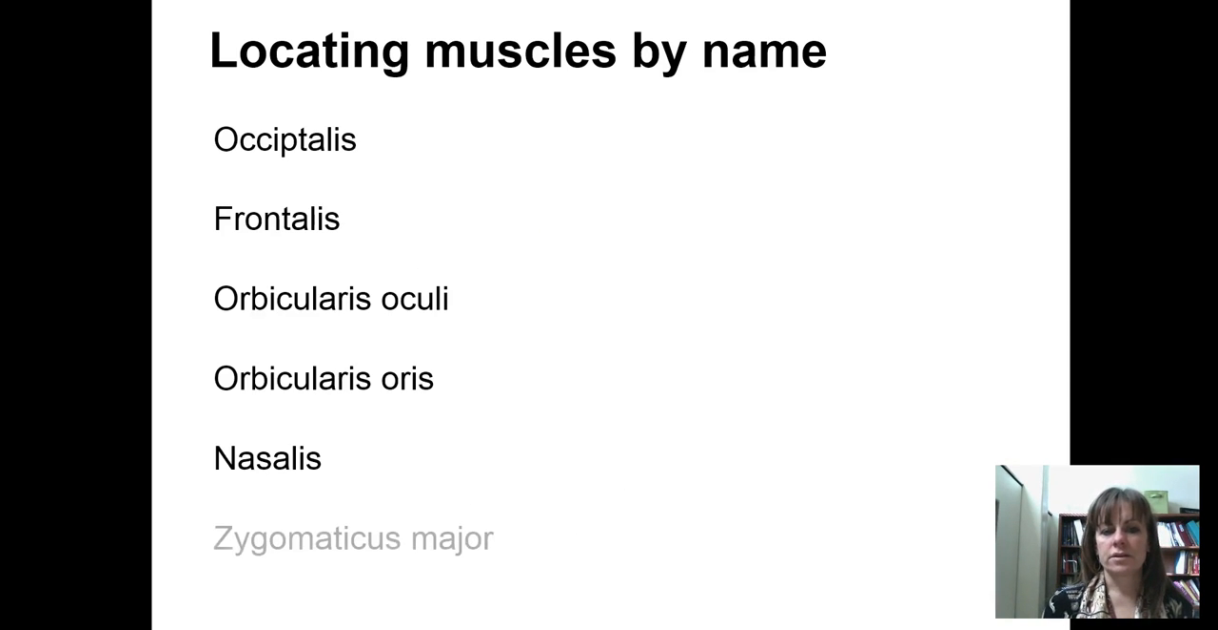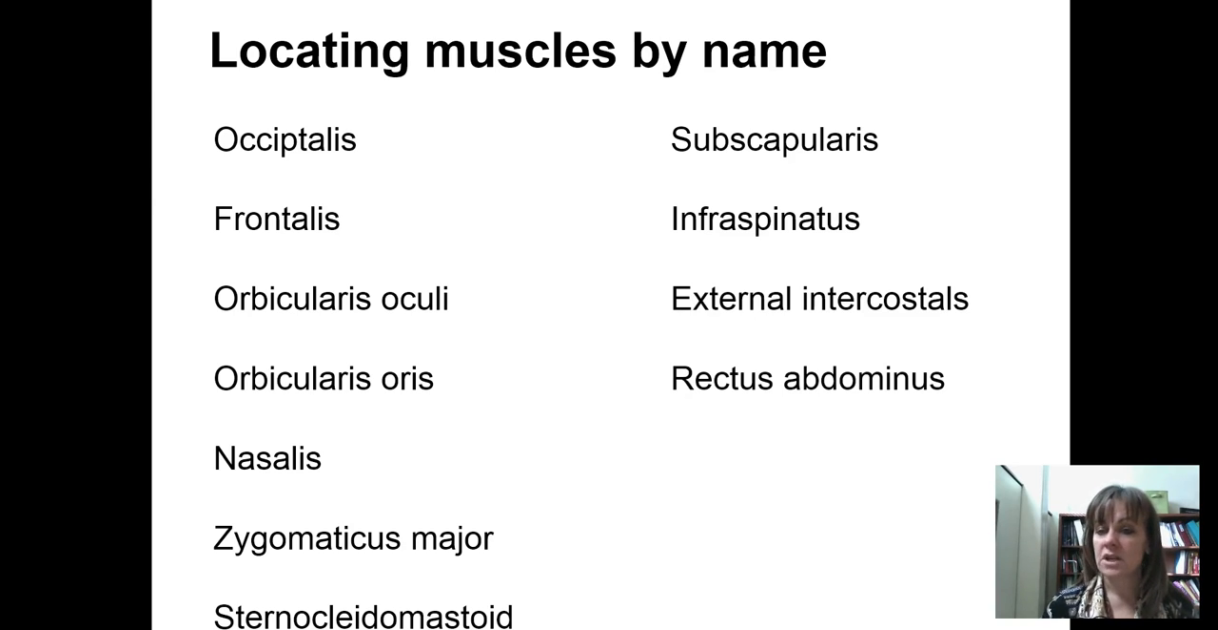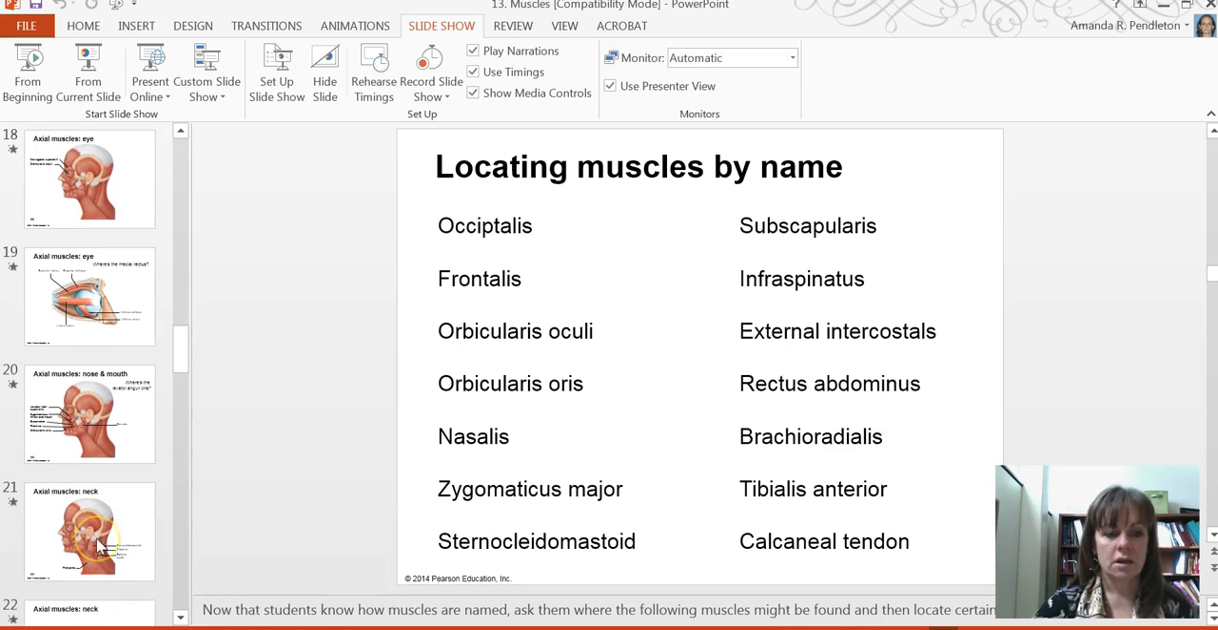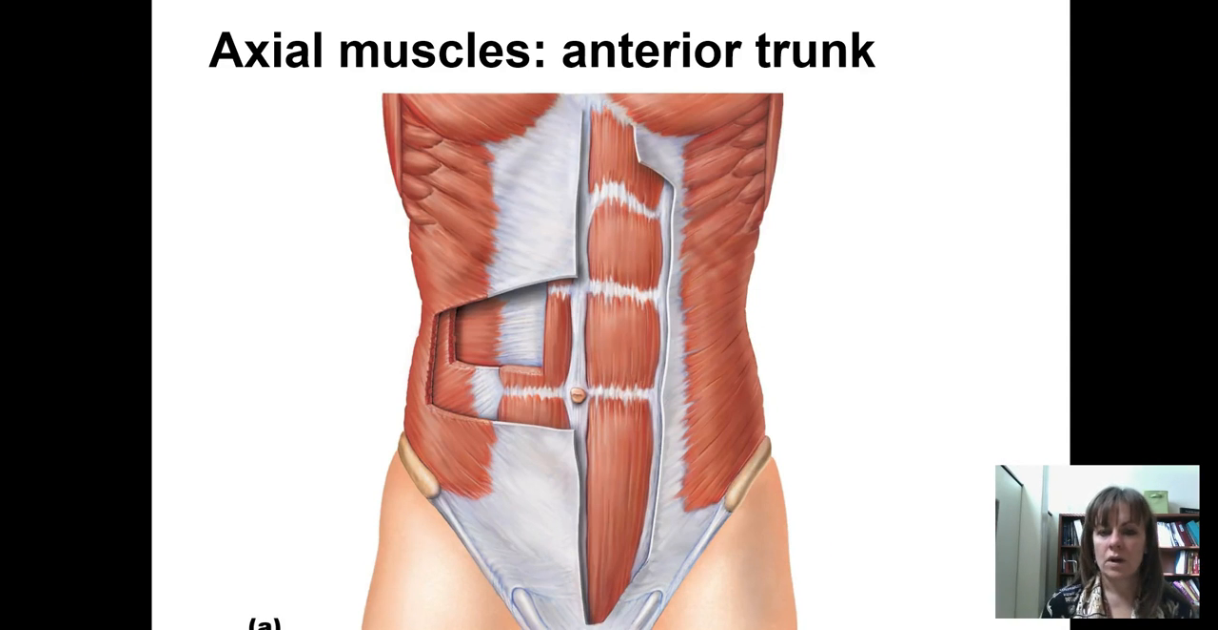A couple of others to try. Subscapularis. Hopefully you've thought of a bone surface feature, the subscapular fossa. Infraspinatus. Hopefully you've thought of the infraspinous fossa on the scapula. Rectus abdominis. Rectus means straight, parallel to the midline. Abdominis, going to be in the abdominal region. And so if we move down here, wow, what muscle looks like it's parallel to the midline, goes straight down, and is in the abdominal region? It must be this one right here.